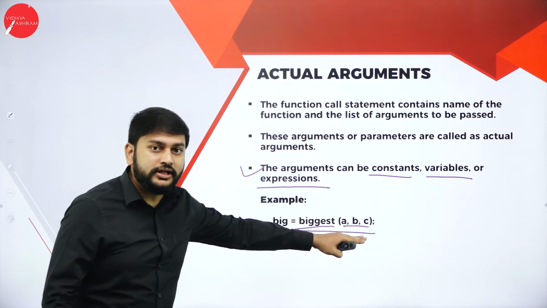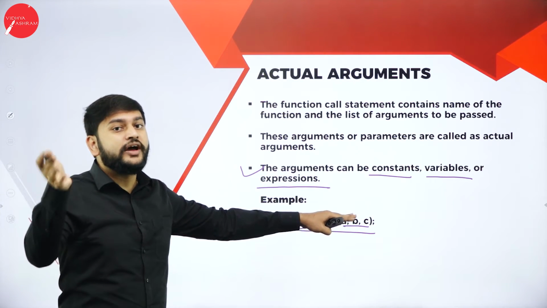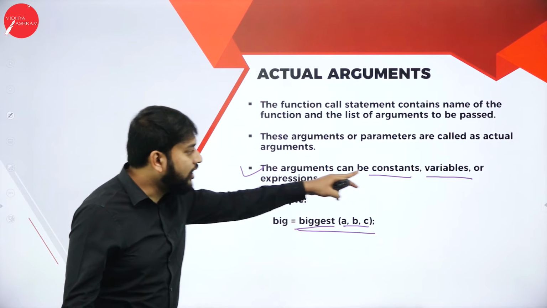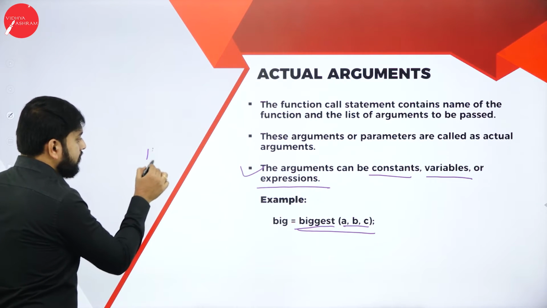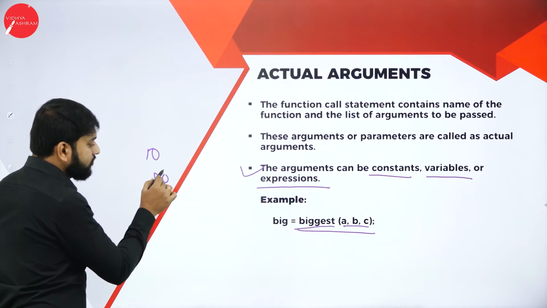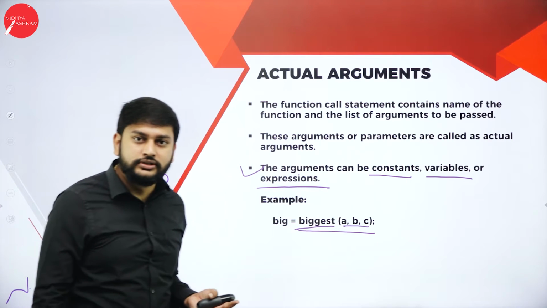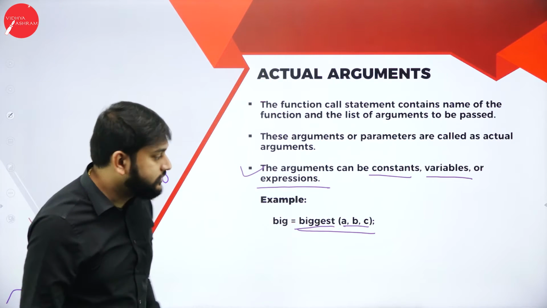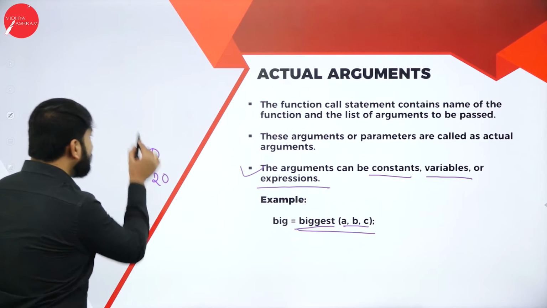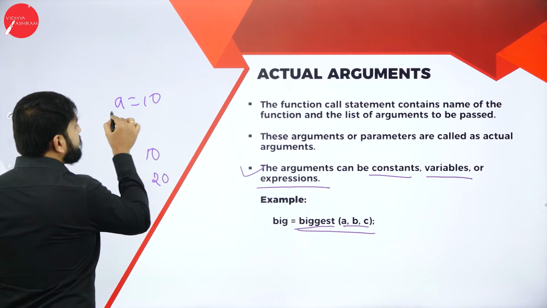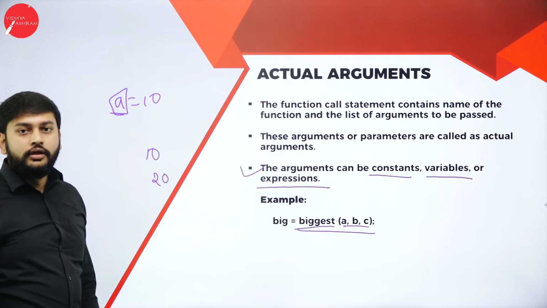When I pass values here, I can pass 3 varieties of values. What are they? What is a constant? So 10, 20, these are the constant values. This is what I will call constants. Variables: a value is stored in a variable. This is what I will call a variable.